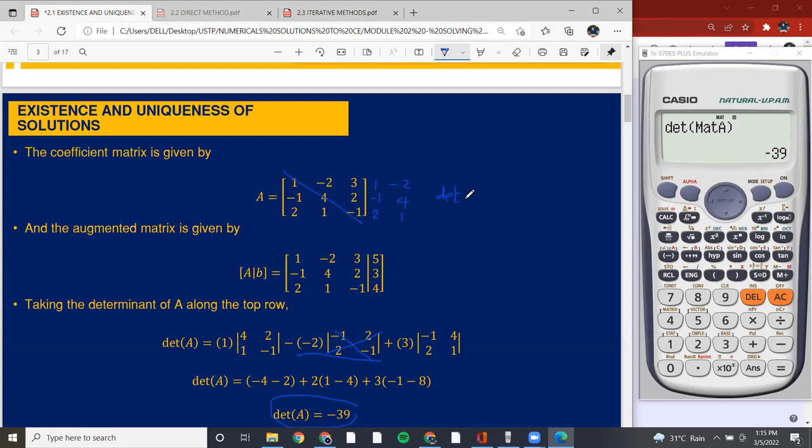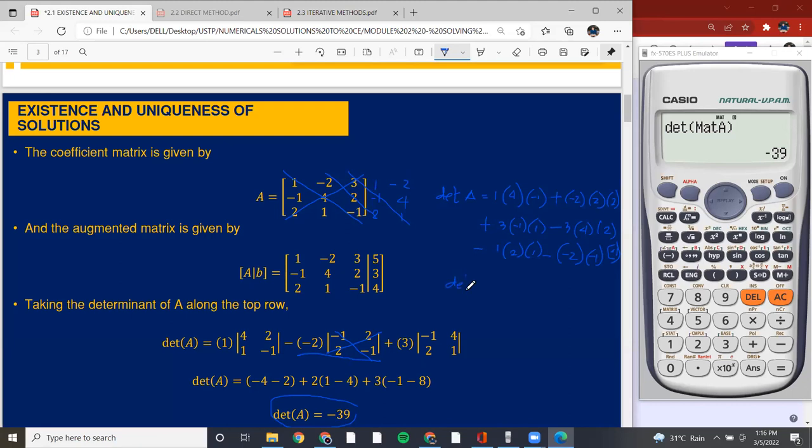So you multiply. The determinant of A is equal to 1 times 4 times negative 1, plus negative 2 times 2 times 2, plus 3 times negative 1 times 1, minus 3 times 4 times 2, minus 1 times 2 times 1, minus negative 2 times negative 1 times negative 1.